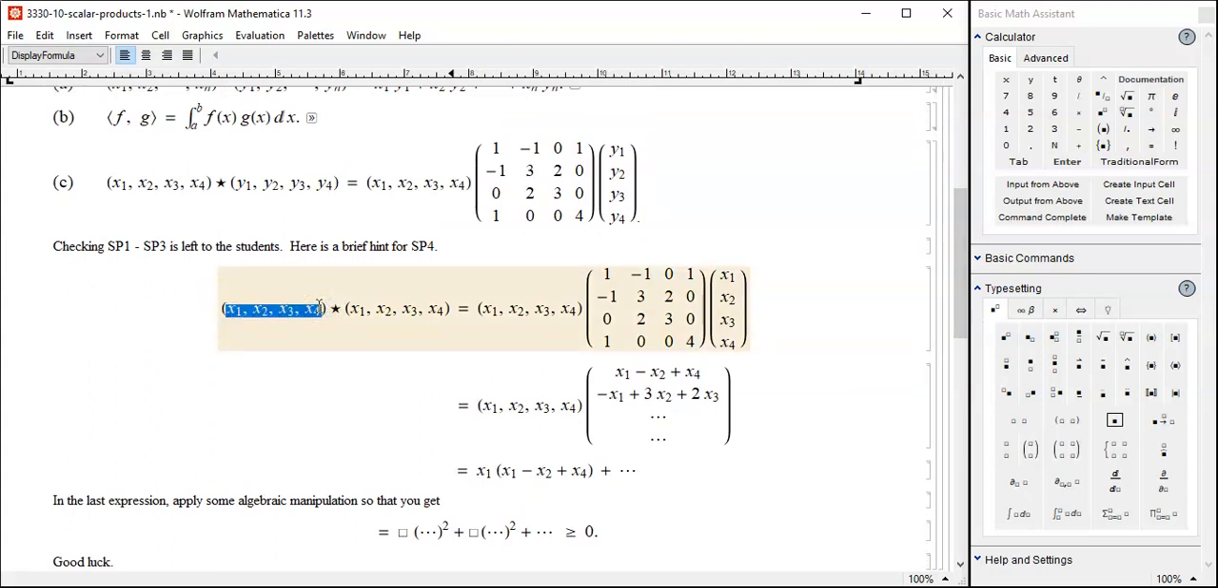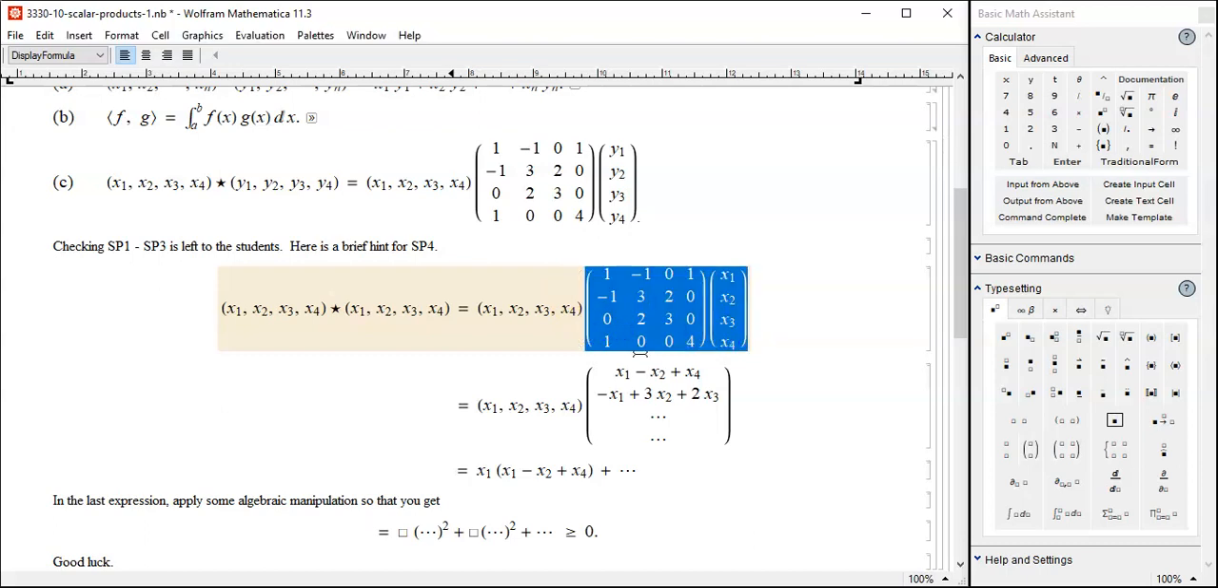Multiply the same thing, x1, x2, x3, x4, and then x1, x2, x3, x4. And then by definition, we have row expression and column expression, and we have the matrix, same matrix before. And then what choice do we have? We actually have to do this matrix computation. So let's do this matrix computation, these two.